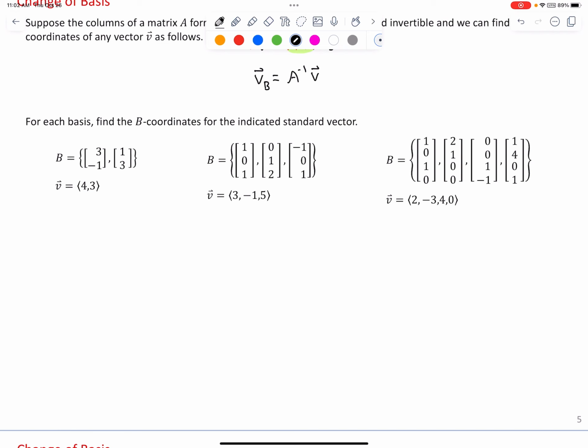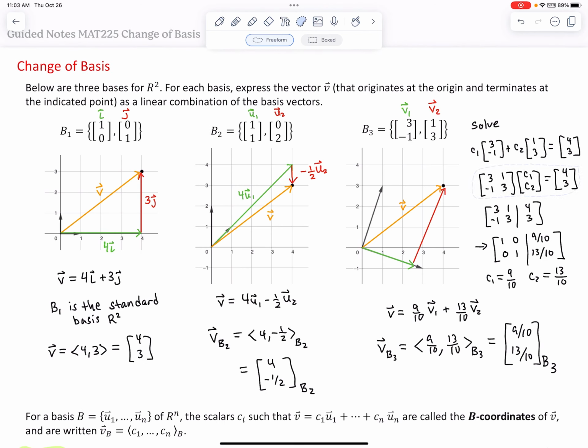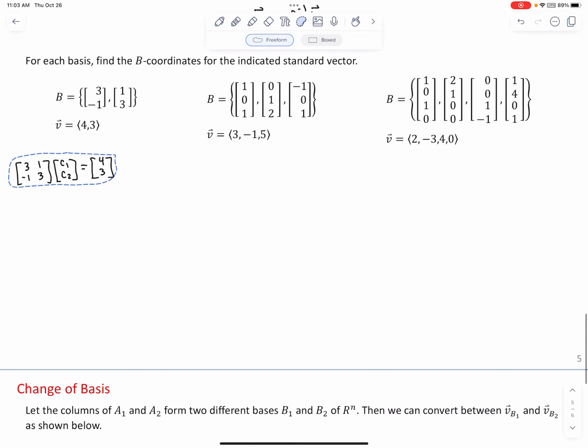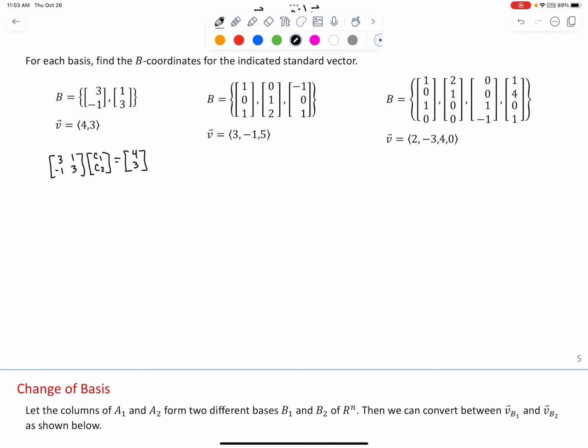So these three examples here, for each basis, find the b coordinates of the indicated standard vector. We've already done these three, but we did it by solving systems of equations by using reduced row echelon form. So this first one, if I back up to page 1, we solved this system right here. So I'll copy and paste this right here. This was the system that we solved in order to arrive at the b coordinates for this basis. And before we used an augmented matrix and put this in reduced row echelon form, but now I'm just going to solve the system using an inverse matrix.